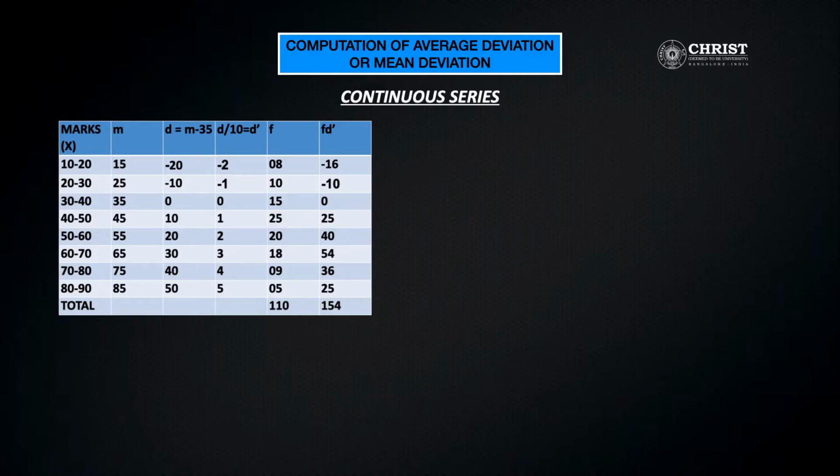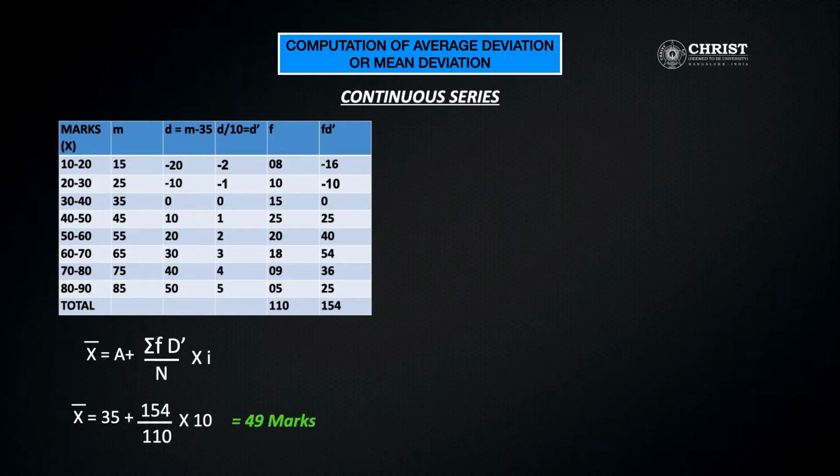Now mean value you have to calculate. Equation is A plus sigma FD dash by N into I. So when we substitute the values, we will get x bar or mean is equal to 35 plus, 35 is the assumed mean. We have taken deviations from 35. So 35 plus 154, that is the FD dash total, 154 divided by N, total frequency 110, into class interval. That is 49 marks. Now we have to calculate the mean deviation.